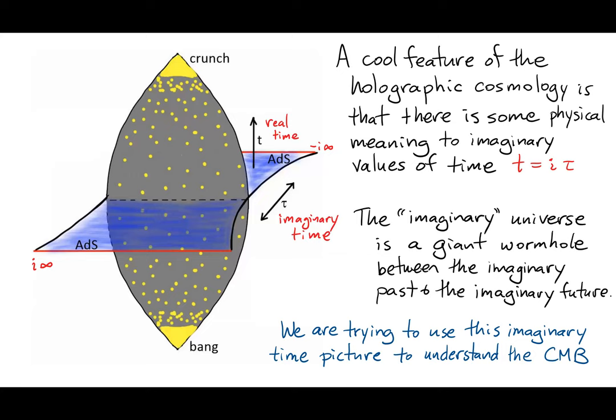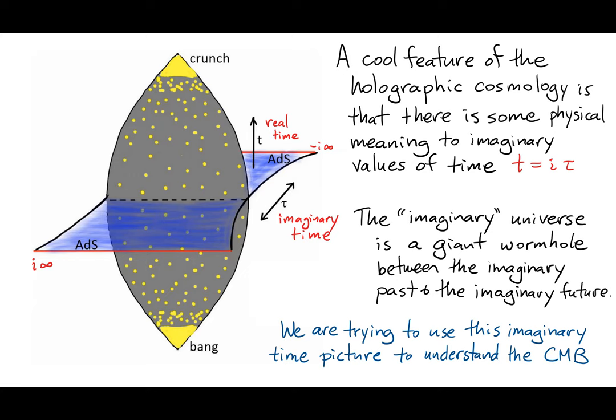Okay, so a cool feature of the mathematics of these holographic Big Bang, Big Crunch universes. In the theoretical model, the mathematical description that we have for all of this, a cool thing is that there actually is a sense in which imaginary values of time also make sense. We think of time as a real number going forward from the Big Bang to the Big Crunch. But in these mathematical models, you could ask what would happen at time i? What was our universe like at time 3i or minus 7i? And there's an answer to that. So there's this other time, this imaginary time direction.